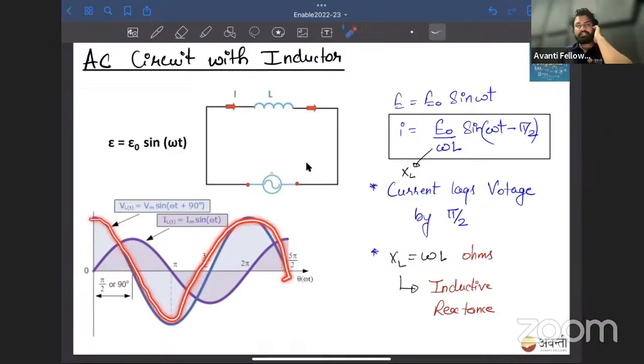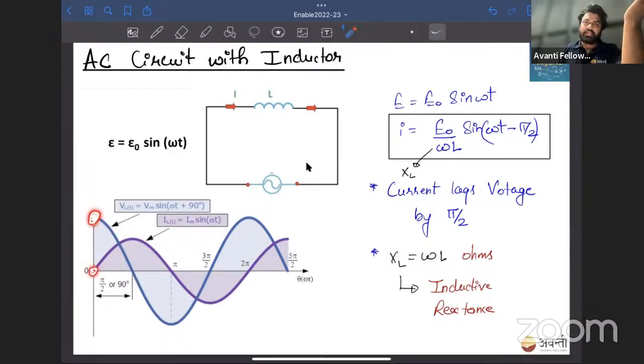Okay. So let's say voltage applied here is the maximum voltage. For maximum voltage, we are getting 0 current because, as I told you, inductor is cunning. It does not allow the change of current initially. So for maximum voltage, 0 current is there. Means voltage is leading. In case of capacitor, current was leading. So we can call here that current is lagging. Voltage is leading, current is lagging by pi by 2.